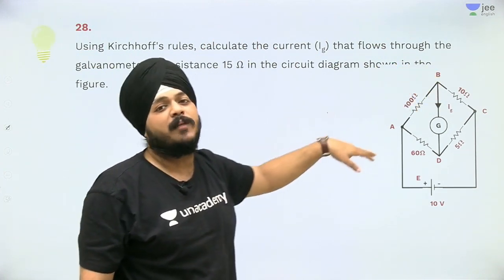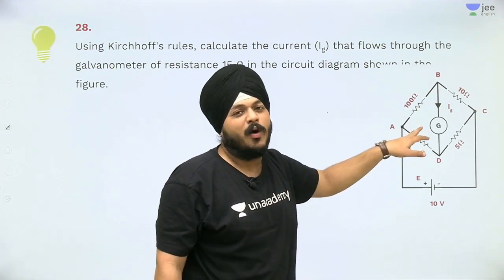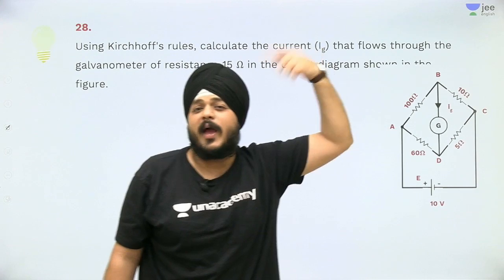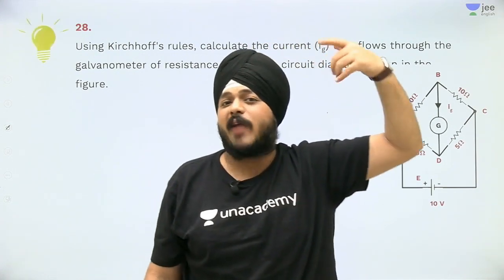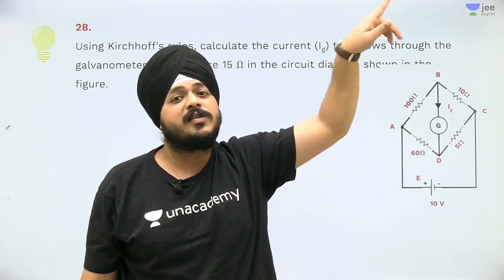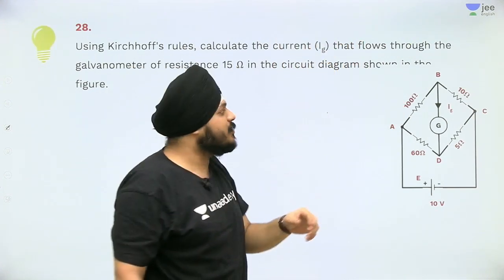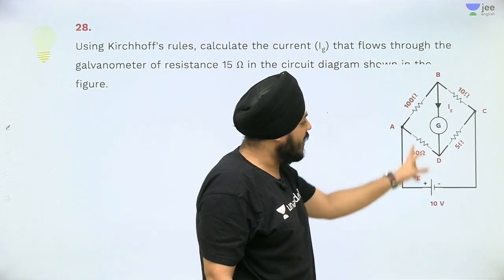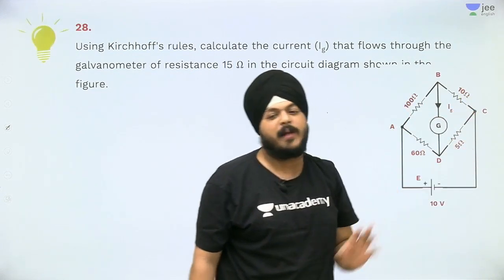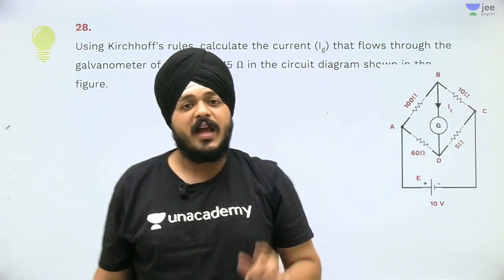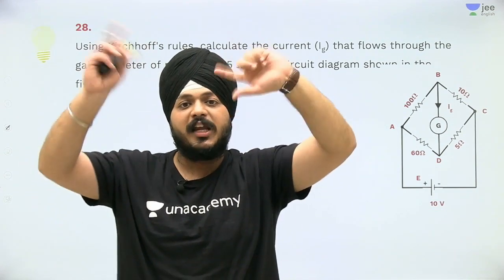Now see, this is a very awesome question. By seeing this question, immediately it strikes our mind, and what does it strike? Yes, it would be the Wheatstone bridge. But it is not a Wheatstone bridge, guys. Can we see that 100 divided by 60 is not equal to 10 by 5? The ratios are not equal.